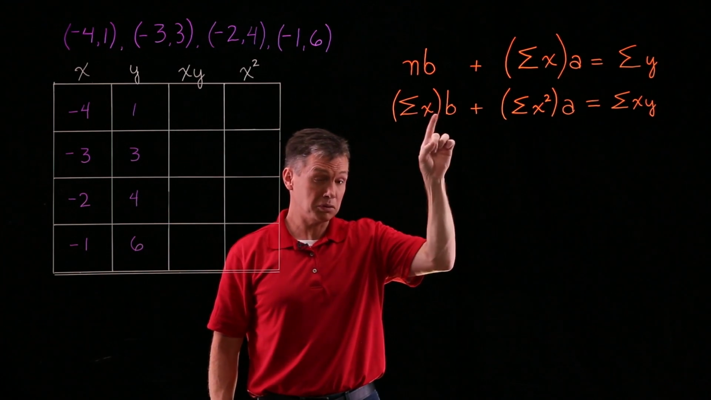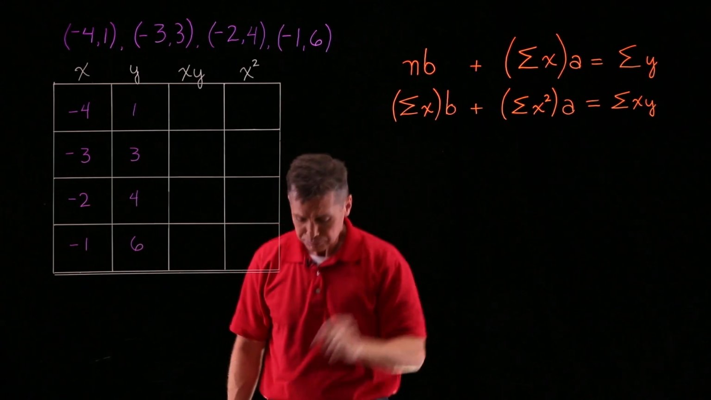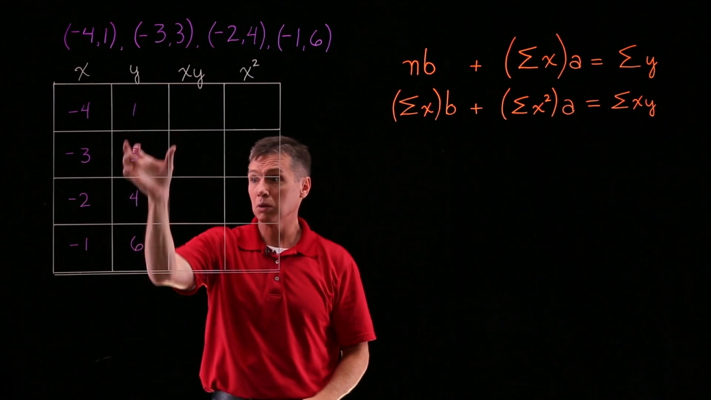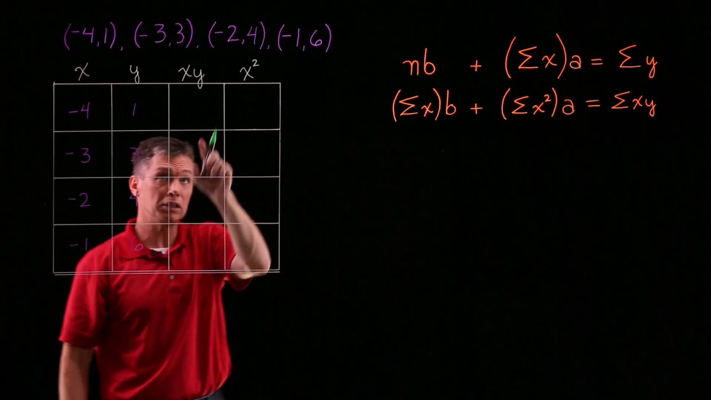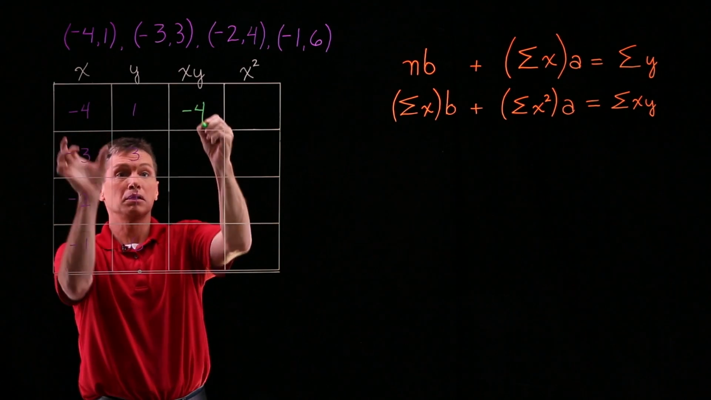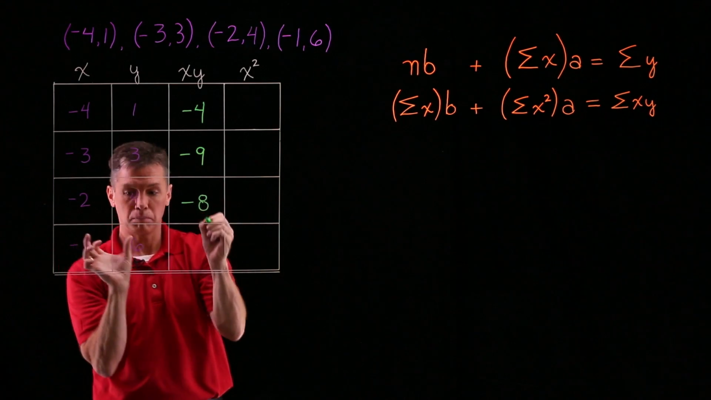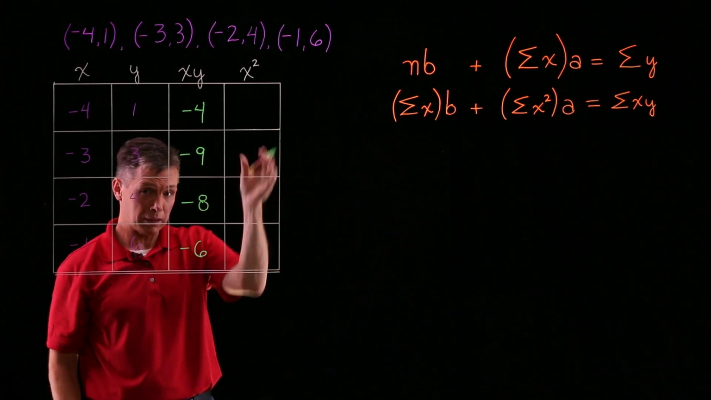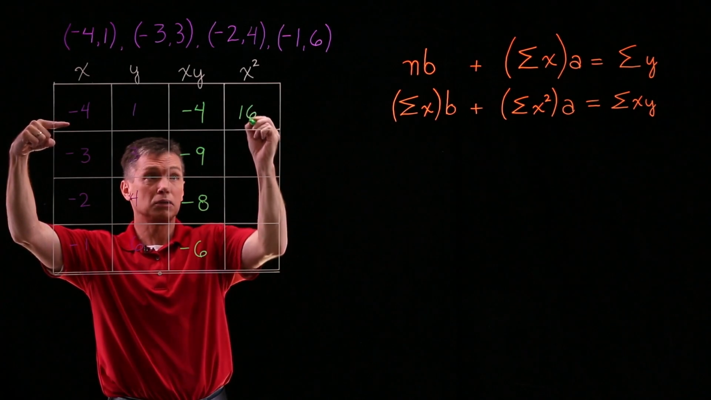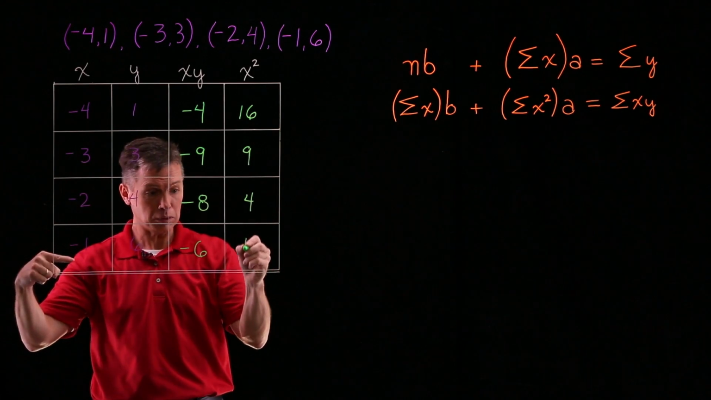We'll still be left with a system of linear equations we need to solve in terms of a and b, but we'll do that. Okay, so my original data, I went ahead and put the x's in the first column and the y's in the second column. Let's fill in the other two columns. X times y is just multiplying, multiplying, multiplying, multiplying. And the last column is x squared, so just square this first column. 16, 9, 4, and 1.